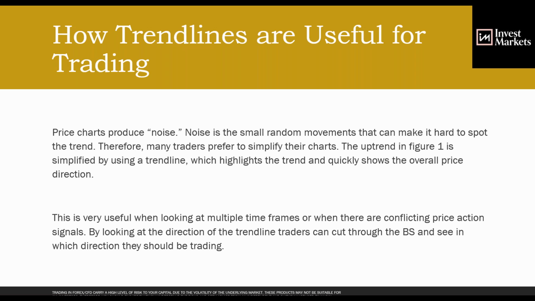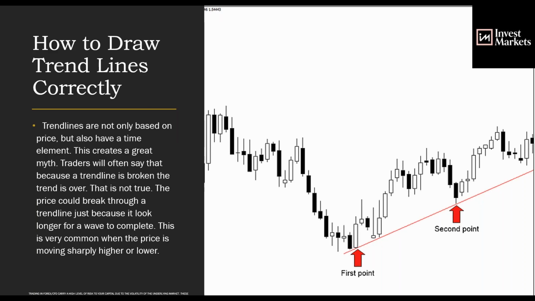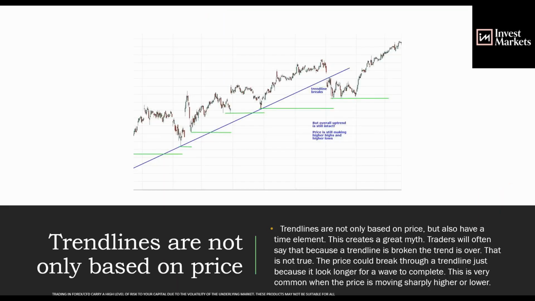Price charts produce noise. Noise is a small amount of random movement that can make it hard to spot these trends. Therefore, many traders prefer to simplify their charts. As we talked about, by drawing trend lines, by using moving averages, by using things like Bollinger Bands, we can clarify and define that movement as an uptrend or a downtrend, and a valid movement when we have that qualified movement. And when we see that qualified movement, we are now looking at non-random behavior that we can then trade.